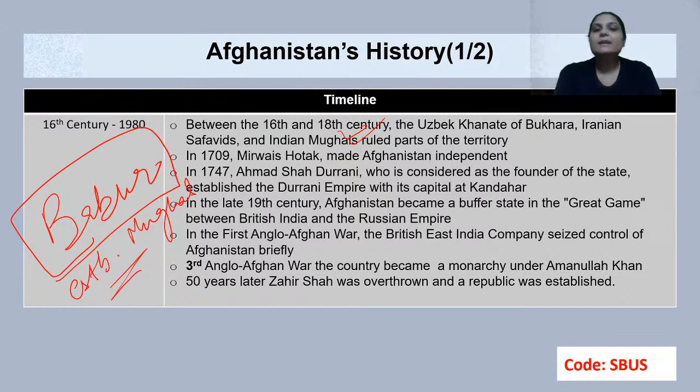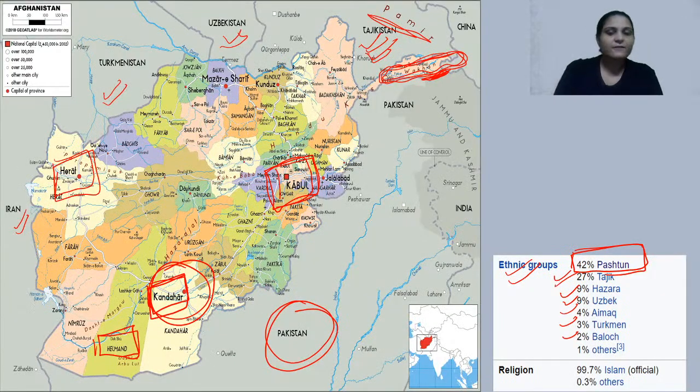Now, coming to the late 19th century, Afghanistan became a buffer state in the Great Game between British India and the Russian Empire. Now, what is that? At that point of time, both the British India and Russian empires were at the peak of their powers, and they were both fighting for more and more territories. Russians already had the Central Asian nations. If you look at the map, if you have access to Uzbekistan, Tajikistan, Turkmenistan and all the other Central Asian countries, the next hotspot for acquisition will obviously be Afghanistan, and from then on you'll come to Pakistan and then to India.